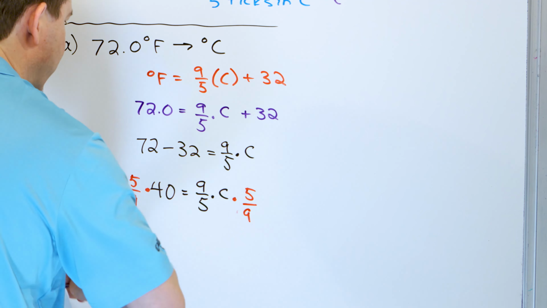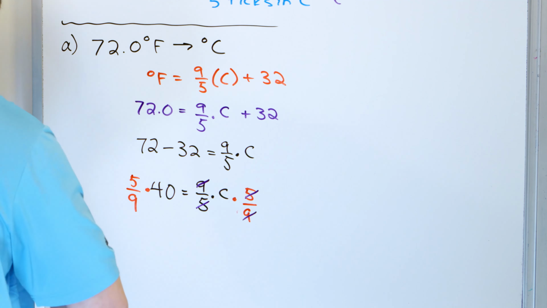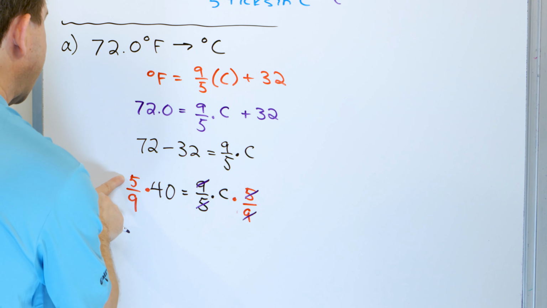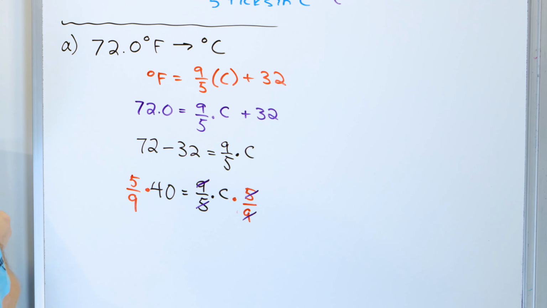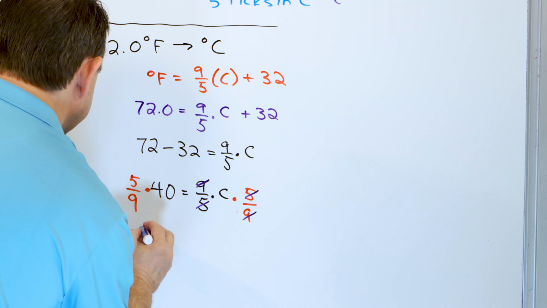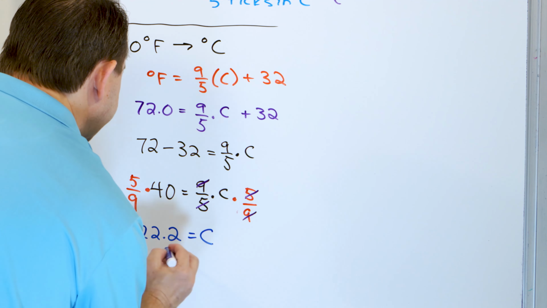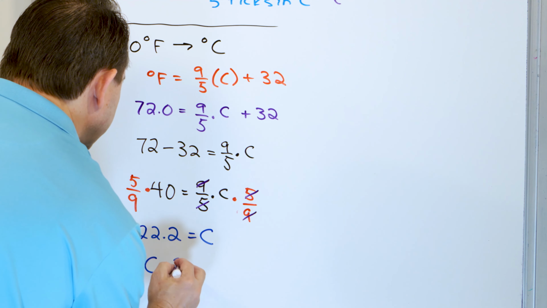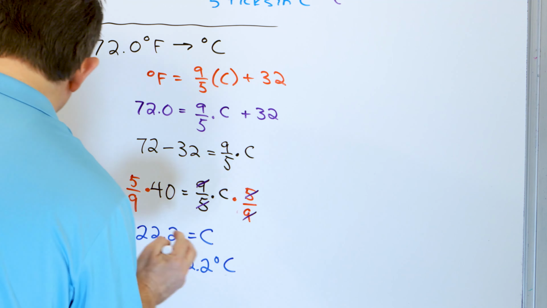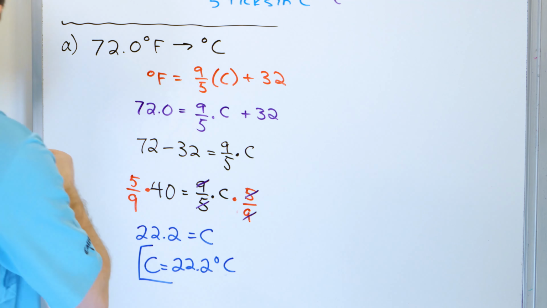And why are we doing it that way? Because the 5 on the bottom and the top cancel, and the 9 on the bottom and the top also cancel. So what you're going to be left with is 5 times 40 divided by 9. When you take 5 times 40 and divide by 9, you're going to get 22.2 is equal to C. And so we flip it around, you say C is equal to 22.2 degrees Celsius, because we're going into the Celsius scale. And that's the answer, 22.2 degrees Celsius.